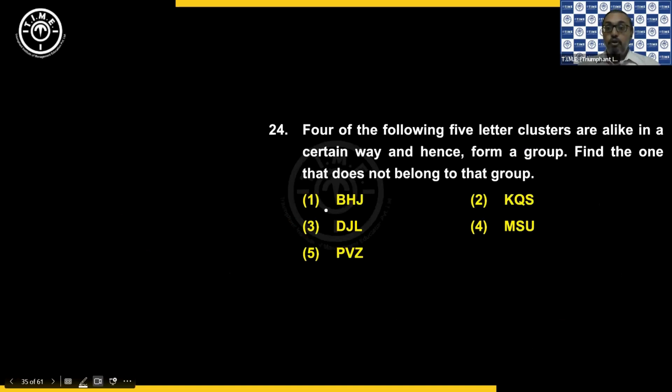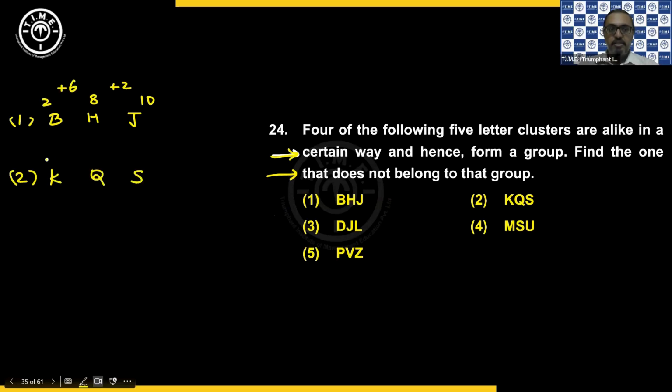Then, 4 of the following 5 letter clusters are alike in a certain way and hence form a group. Find the one that doesn't belong to that group. So now we need to see which among the options doesn't belong in a group. So let's take option by option. We have B, H, J. Means if I take the place values 2, 8, 10, so I can say that this is +6, +2. Correct? Now if I take the second option, K, Q, S, which is 11, 17, 19, so here also I can see that it is +6, +2. Same logic as the first option.